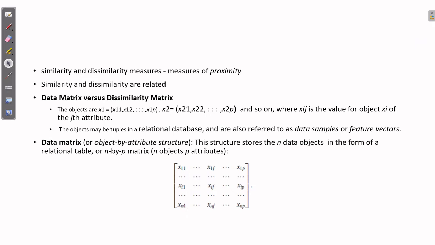So how do they identify similar customers? Similarity measures assume significance in scenarios like this. Similarity measures and dissimilarity measures are also called measures of proximity. Actually, similarity and dissimilarity are two sides of the same coin. It actually means the same.